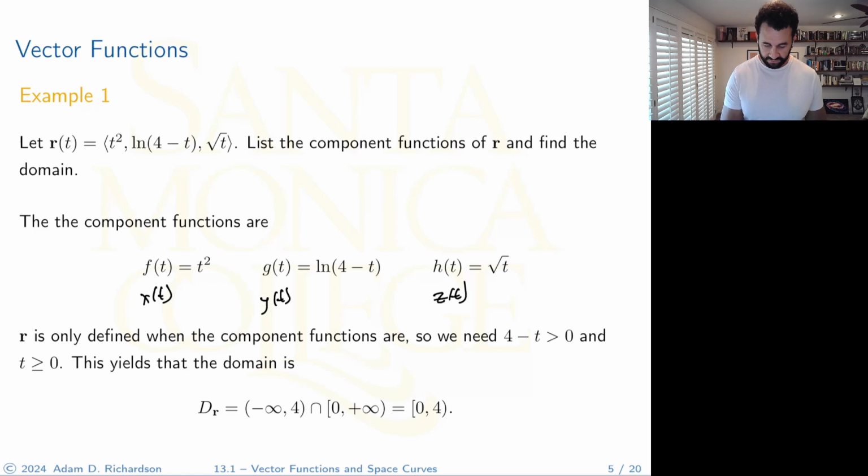The function itself, the vector function r, is only defined when all of the component functions are defined, right? That makes sense. You can't plug something invalid into this particular component function and still get a valid output for the vector function itself. So what do we need? We need 4 minus t to be positive, and we need t to be greater than or equal to 0. So the domain is going to be the intersection of those two sets. So the domain of our vector function r is going to be the intersection of this and this, which gives us 0 to 4. So this is a particular vector function that is only defined on the interval from 0 to 4, 0 inclusive.